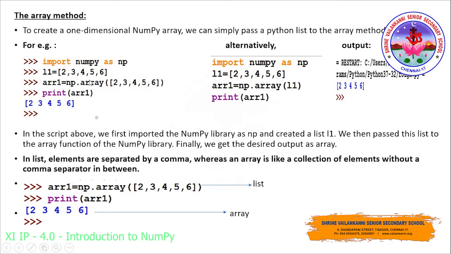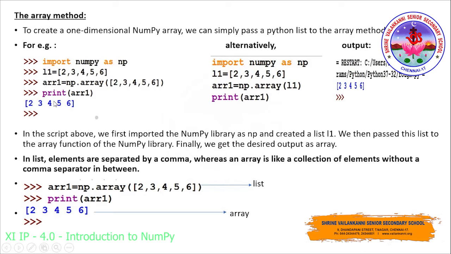Yes, we have created a list for the L1 variable. And now what am I going to do? I'm going to pass this list to the array method, np.array, this parenthesis, this is the array method. And for this array method, I'm going to pass the list which I have created here. You can either pass this one-dimensional list like this, or you can pass this variable L1 to the array method. So you can make use of both the methods. And I have assigned that to the variable array1.